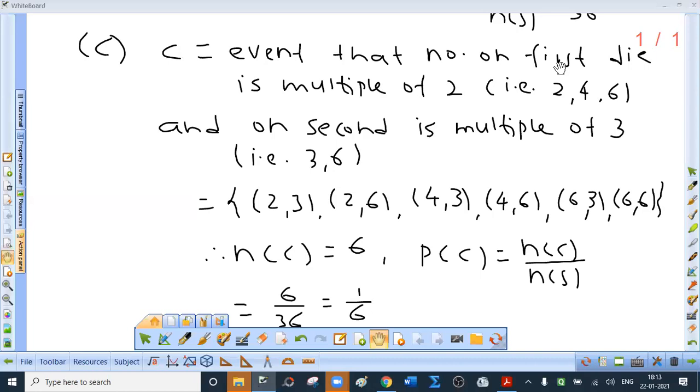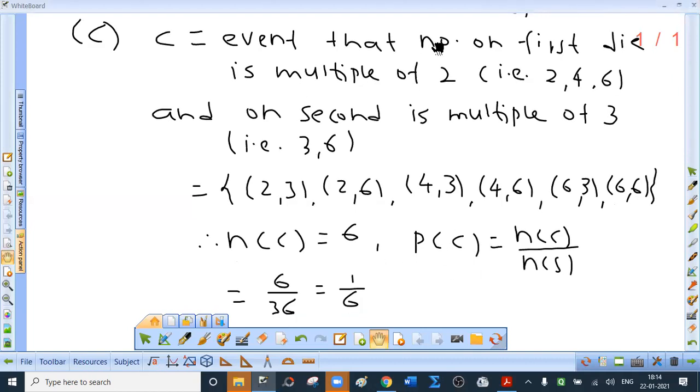Let's see the event that the first throw is a multiple of 2 and the second is a multiple of 3. That means (2,3), (2,6), (4,3), (4,6), (6,3), (6,6). So 6 sample points out of 36 are in favor. So what is the probability? 6 by 36, that is 1 by 6.